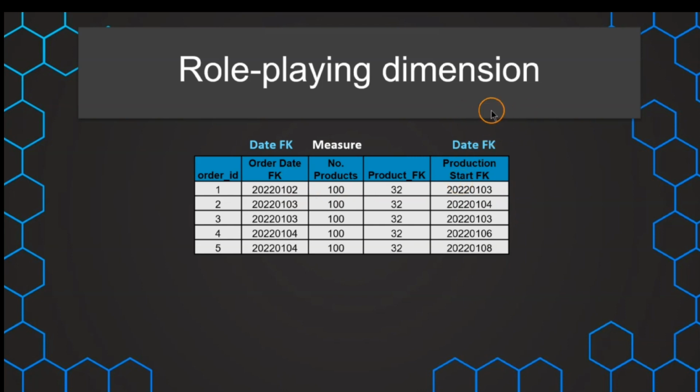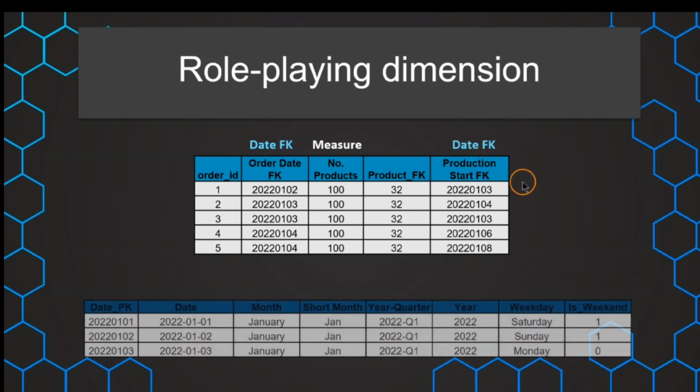And we can see now that we have 2 date foreign keys, and of course we have 1 date dimension. It wouldn't make sense to duplicate this dimension physically in our database and have 1 dimension for the order date and 1 dimension for the production date. And therefore we can use that same table but now with different roles.